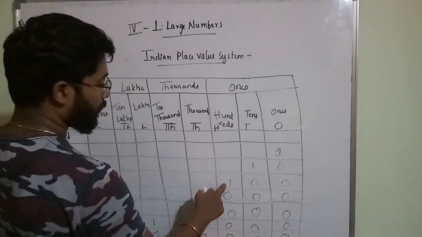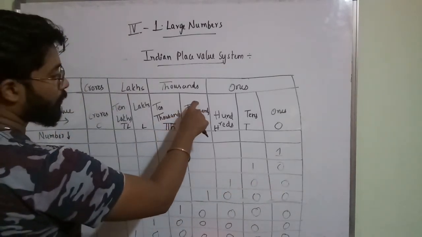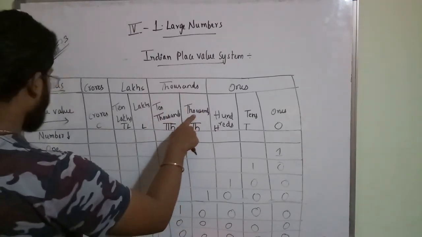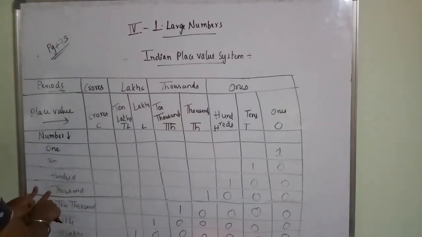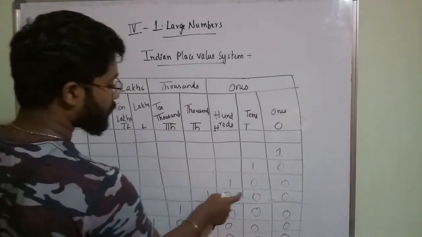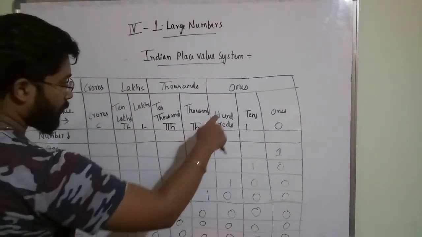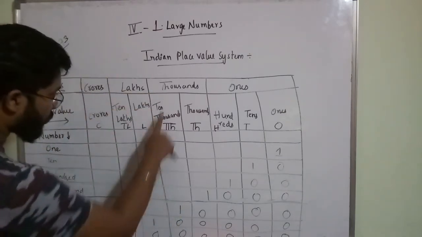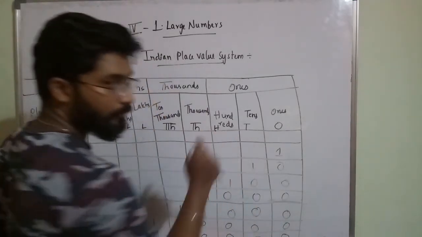Here 100, 1 0 0. Next 1000 is here, no? This is a row, this is a column, you have to match like that. So 1000 is here and in a row it is here, in column it is here. So you have to start from there. 1000, this row, this column, it is matching here, no? So 1 0 0 0. Next 10,000, in row it is here, and in column it is here. These two are matching here, no? So you have to keep 1 0 0 0 0, 5 digit number.